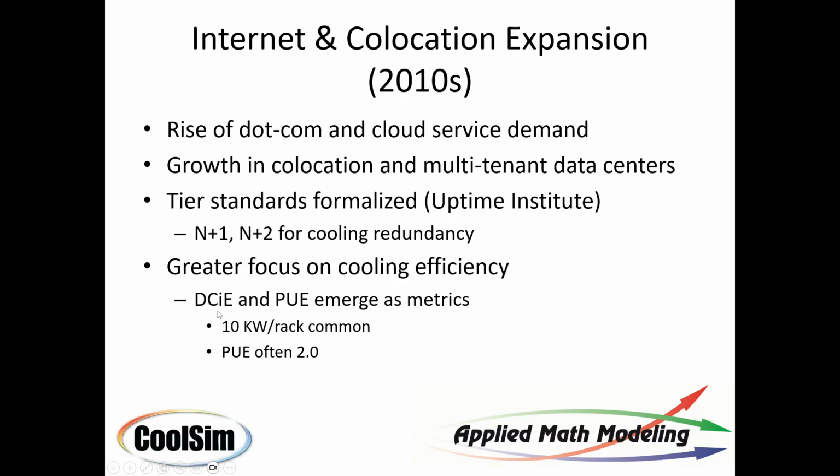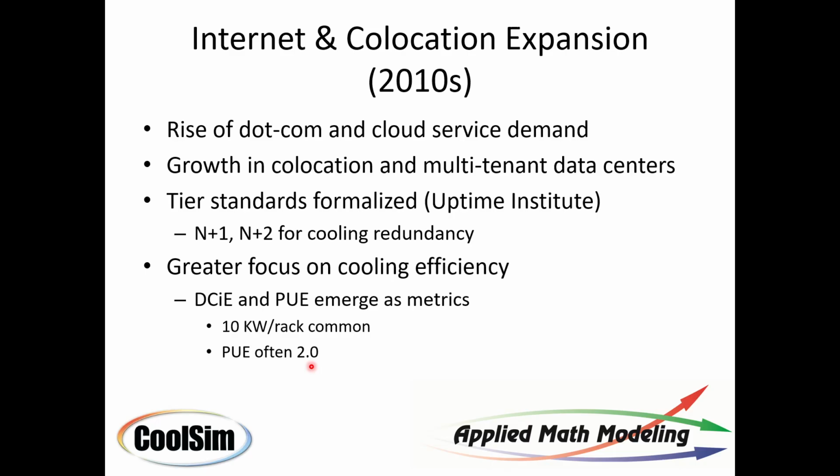And also we saw some energy metrics begin to emerge. DCIE and PUE, those are the same metric. DCIE is presented as a percentage, and PUE is presented as an integer. In terms of density, 10 kilowatts was common during this period. That was a fairly heavily dense, heavily loaded rack was 10 kilowatts.